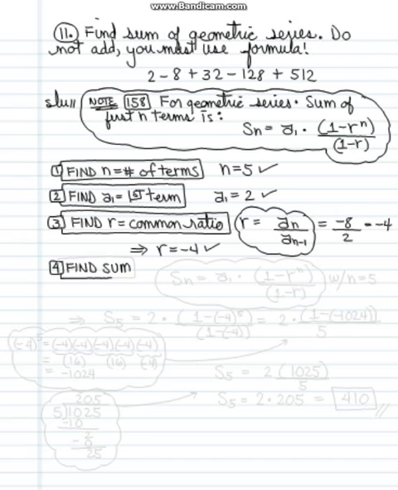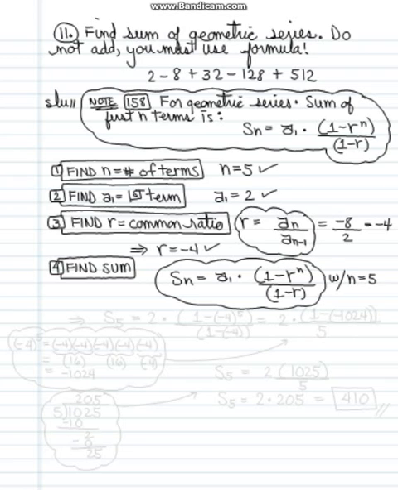Step 4, find the sum. Now we're ready to use the formula s sub n equals a sub 1 times 1 minus r to the n over 1 minus r, with n, the number of terms, equal to 5. That implies s sub 5, the sum of the first 5 terms, is equal to the first term 2 times 1 minus the common ratio, negative 4 in parentheses, raised to the 5th power, over 1 minus negative 4 in parentheses. That's 2 times, the bottom is 5, the top is 1 minus, let's work it out on the side.